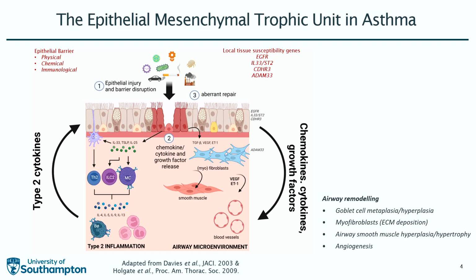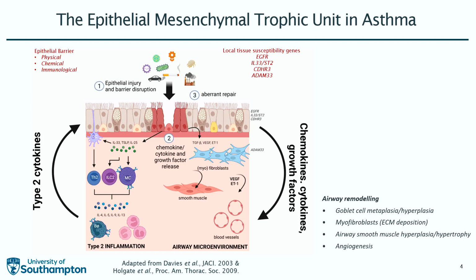There is the physical barrier, which is the polarized expression of tight junctions, which control the paracellular flux of ions and macromolecules. There is the chemical barrier, with the excretion of mucus and other factors that can trap pathogens and noxious substances and inactivate them. And along with the cilia, the mucociliary escalator is activated and we can remove those noxious substances from the lung.